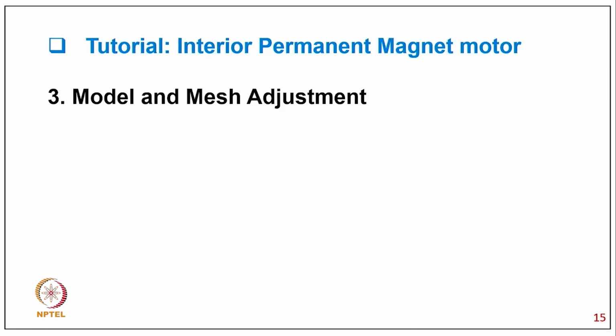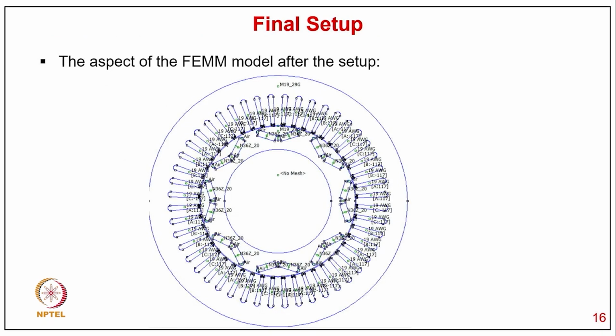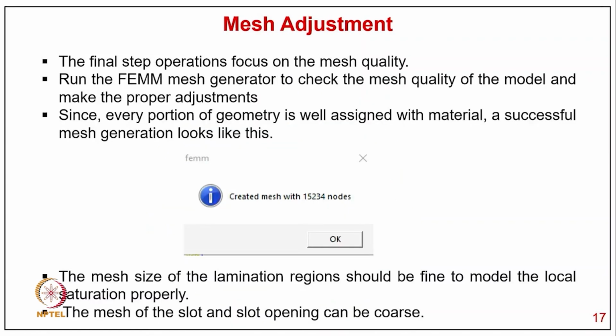Third is the model and mesh adjustment. The aspect of the FEM model after the setup is shown in the figure with all the dimensions. The final step focuses on the mesh quality: run the FEM mesh generator to check the mesh quality of the model and make proper adjustments. Since every portion of the geometry is well aligned with the material, a successful mesh generation looks like this. The created mesh with 15,234 nodes is okay.